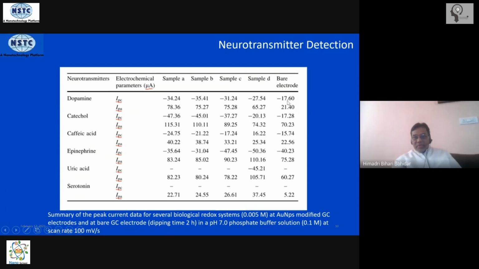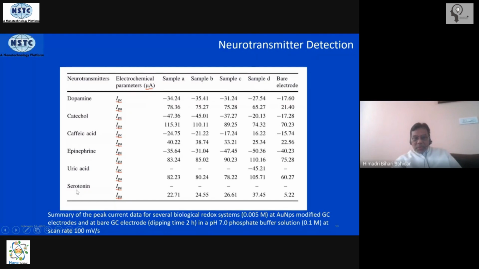This is the bare electrode. This is the electrode with a sample. Where you see that the bare electrode is at minus 15 here, but with the caffeic acid, it's close to about minus 16, 17. The minus sign is missing here. So barely anything is happening here, so it's not going to work for caffeic acid detection.